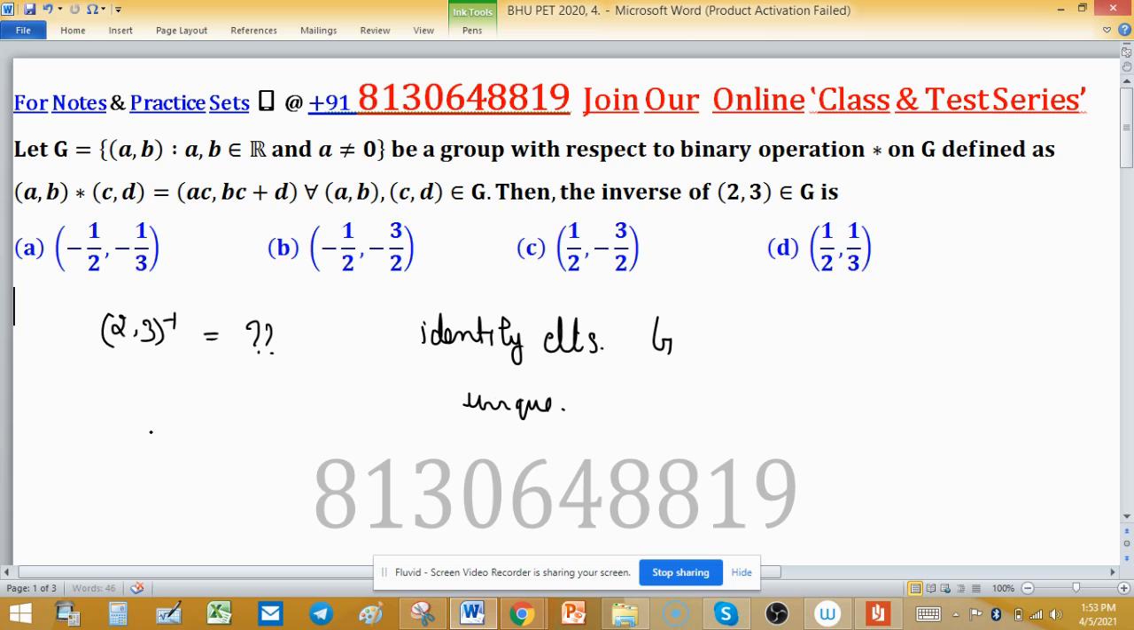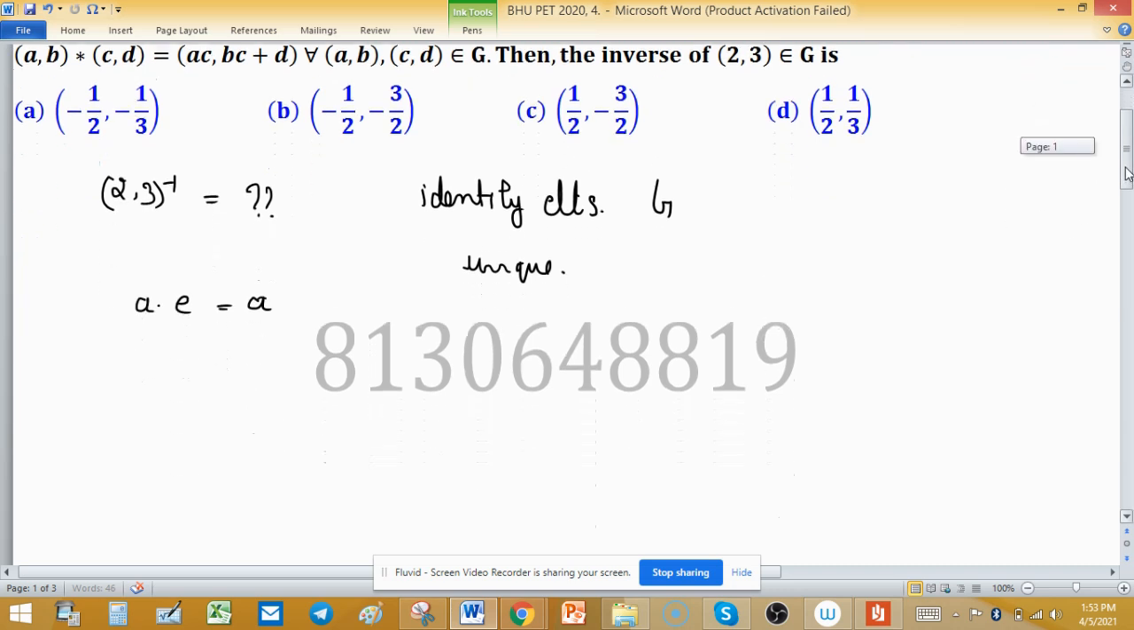By the definition of identity element, if we take an element from the group and operate identity with that element, then it returns the same element. Using this definition, we are going to take an element of G, meaning an ordered pair (a, b), and suppose the identity element is (c, d), that will return the element itself.